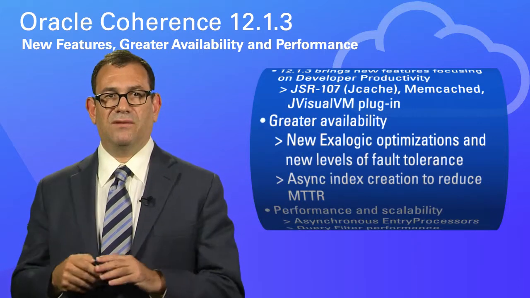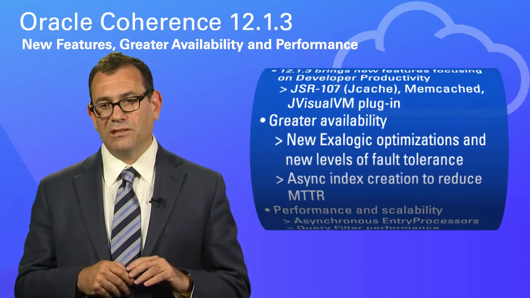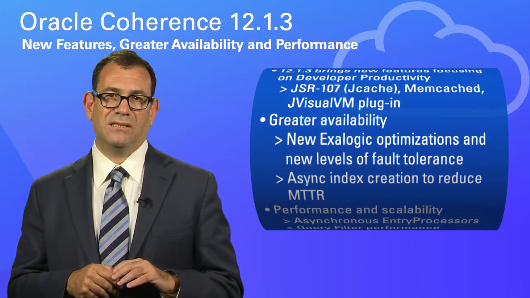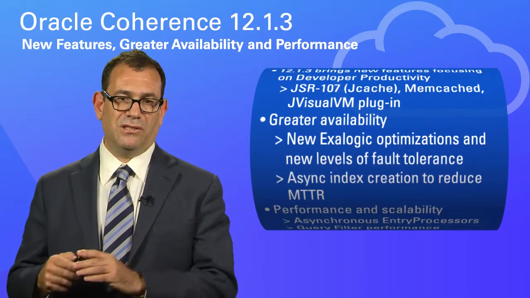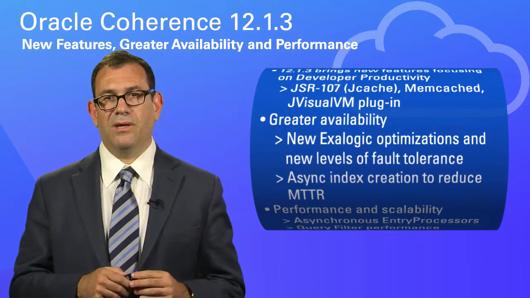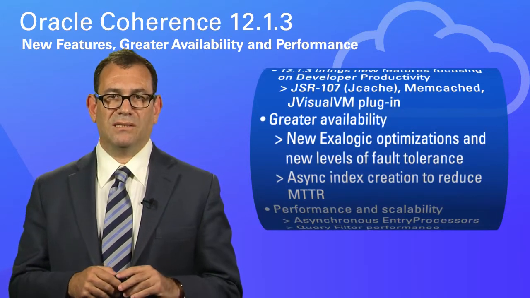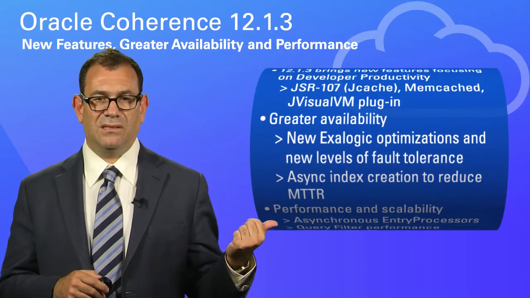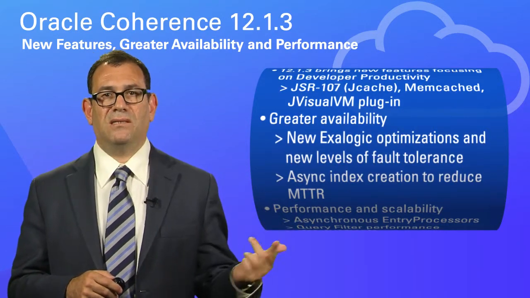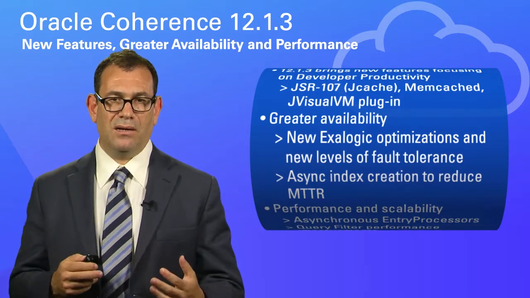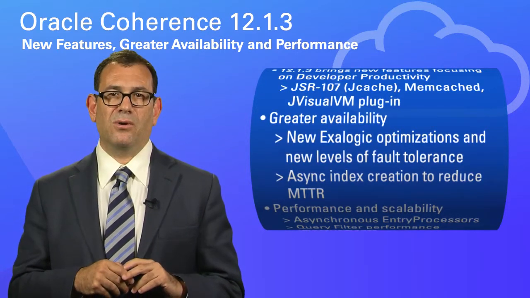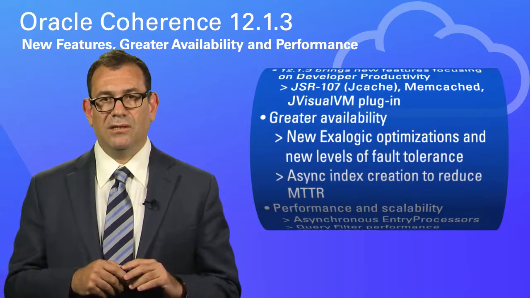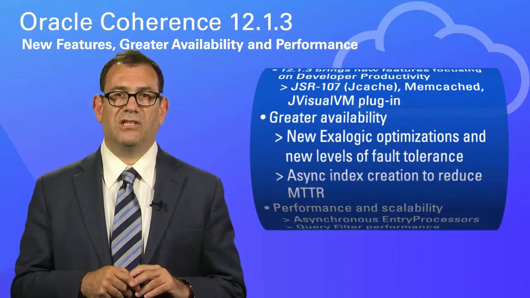Now, along the lines of developer productivity, we're also introducing a JVisualVM plugin for Coherence that allows you to dig into what's going on within a Coherence process. So you'll be able to look at the caches, the services, the various threads, and get a feel for what's going on within your Coherence JVMs. And this is through using standard tooling that's provided as part of the JVM.